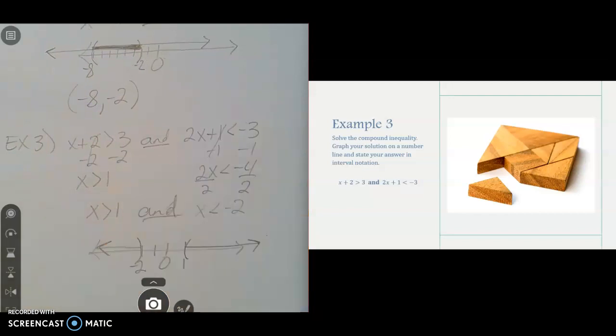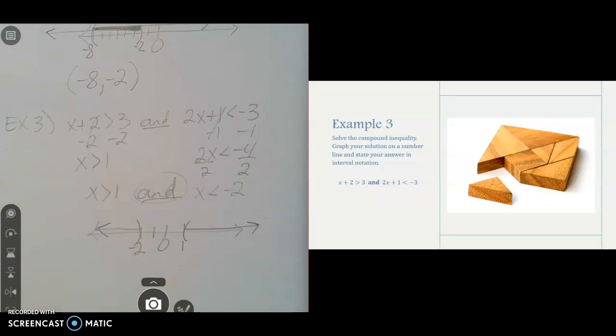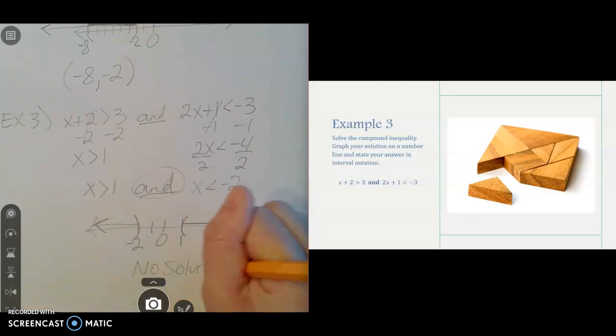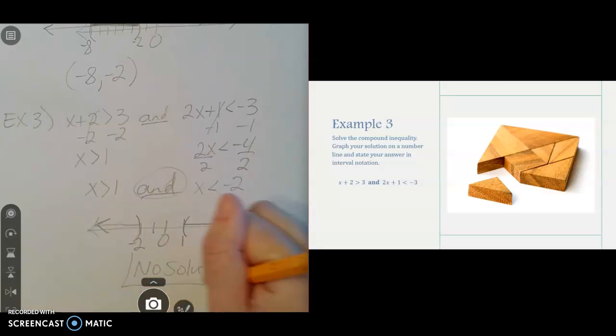Now that I've graphed both of them, I'm going to do the "and" part of it. The "and" makes me look at the intersection or the overlap. What I notice in my graph is that those two graphs don't overlap at all. They never intersect with each other. And so there's nothing that will satisfy both of those things at the same time. So this one is actually no solution, because there's nothing that does both of them at the same time. There's no overlap or no intersection.